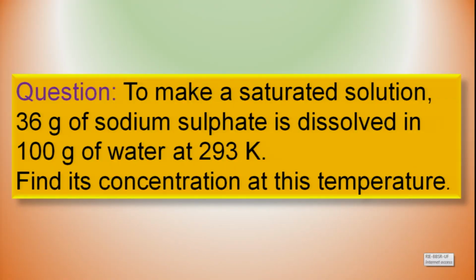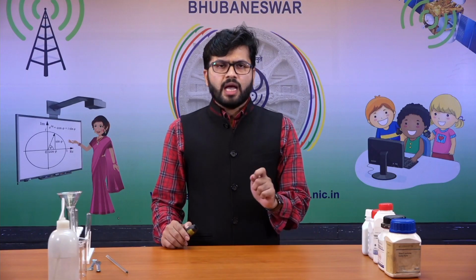So to understand it a little better, let us solve another example. The question is, to make a saturated solution, 36 gram of sodium sulfate is dissolved in 100 gram of water at 293 Kelvin. Find its concentration at this temperature. Take your pen and paper and try to solve it. I am bringing you the solution to this problem.